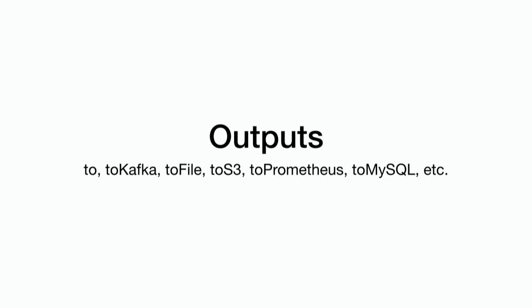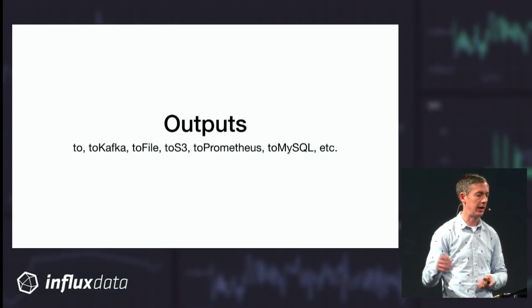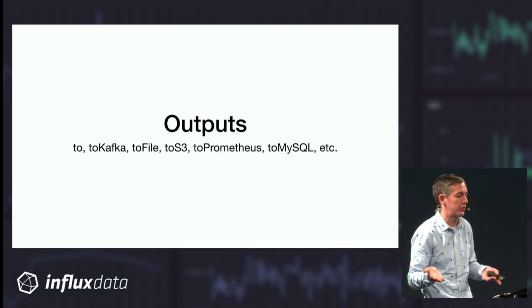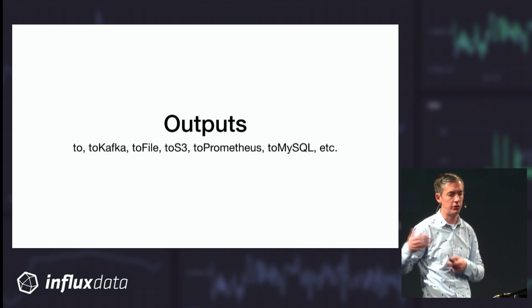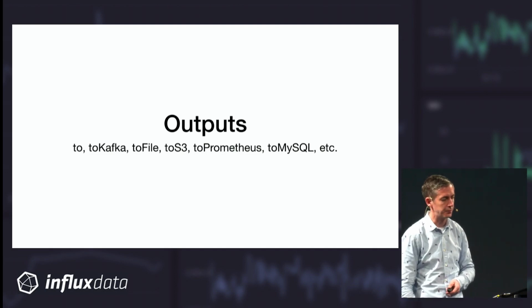So the other big thing is outputs, right? So 2 is basically writing back to InfluxDB. And the idea is we'll have outputs to a bunch of other, basically, data sinks where you'd want to write data to, like to Kafka, to a file, to S3, to other databases if you want.